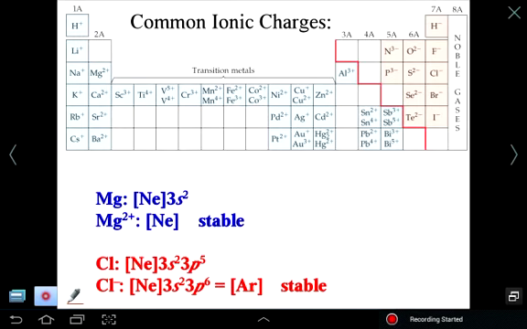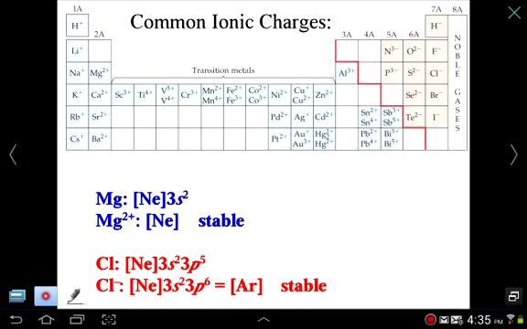Okay, this will be Chapter 7, Lesson 4. And here we're going to begin talking about, we've been talking about metals last lesson. So here we're going to discuss some common ionic charges that are formed by the elements on the periodic table.